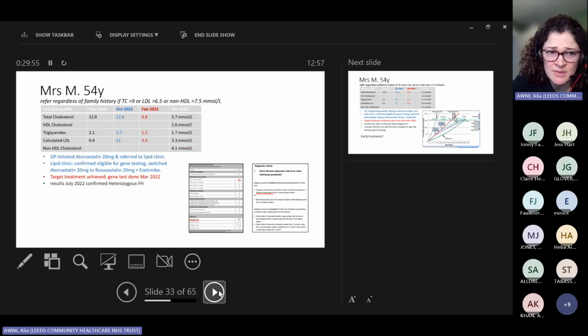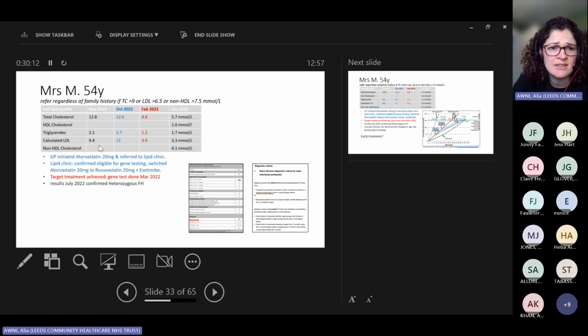My next case is Mrs. M, she's 54 years old. This is an example where we refer, regardless of family history, if the total cholesterol is above 9 and LDL is above 6.5 and non-HDL above, sorry, 7.5.